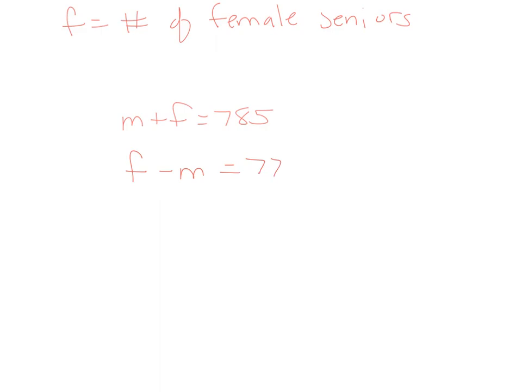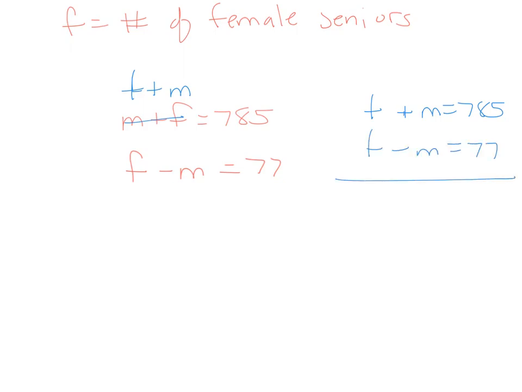Okay? Now, real quick, this is almost set up for elimination. If I look right here, M and the negative M can cancel out. So because addition order doesn't matter, I'm going to go ahead and rewrite this guy as female plus male. That's an F there. Okay? So what I'm really going to use is female plus male equals 785, and then female minus male equals 77.